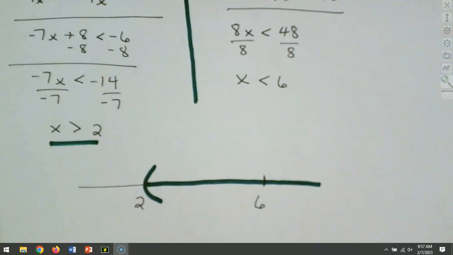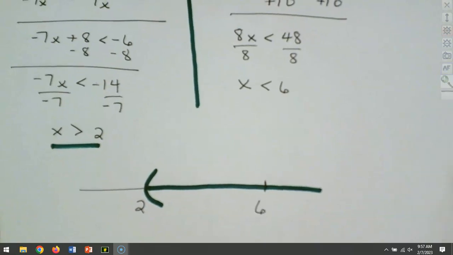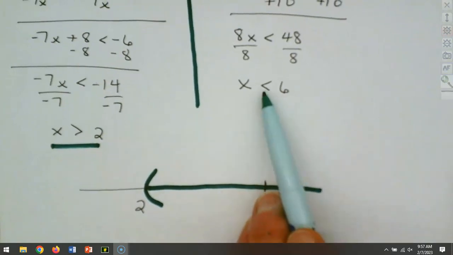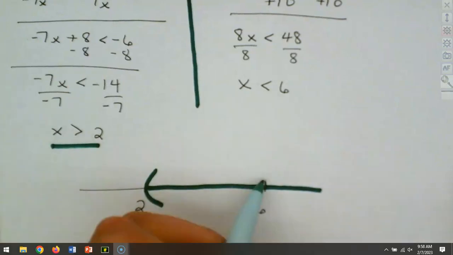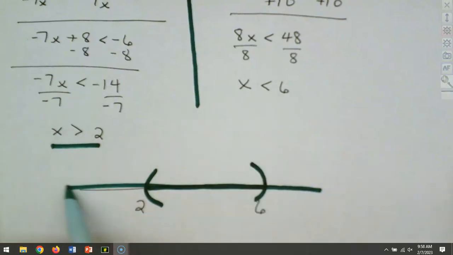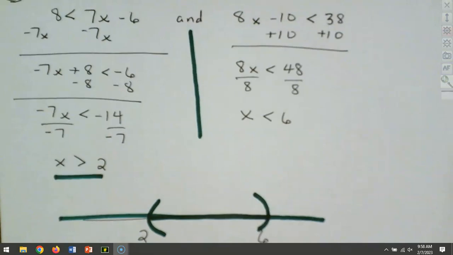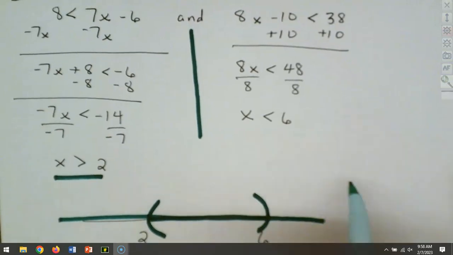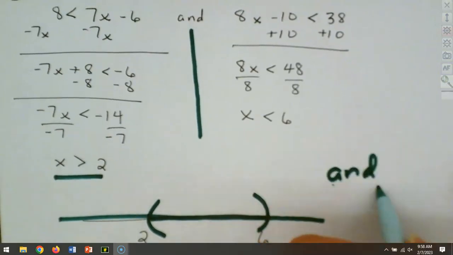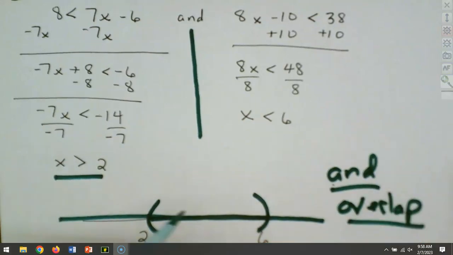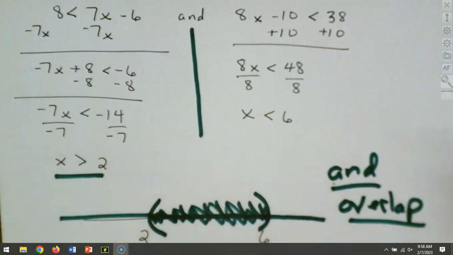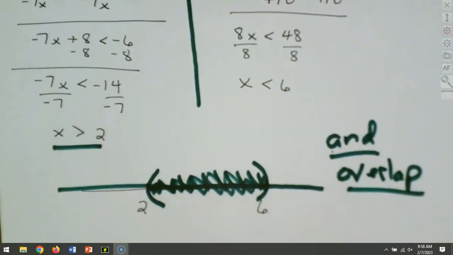What about the other one? Okay, the other one, which way does it point? It points the other way, it points to the left, so it's going to be here. Now, what does the "and" mean? And means overlap. So where do these overlap? They overlap each other right in the middle.